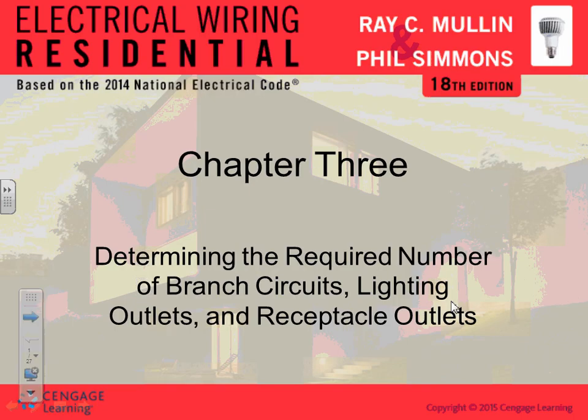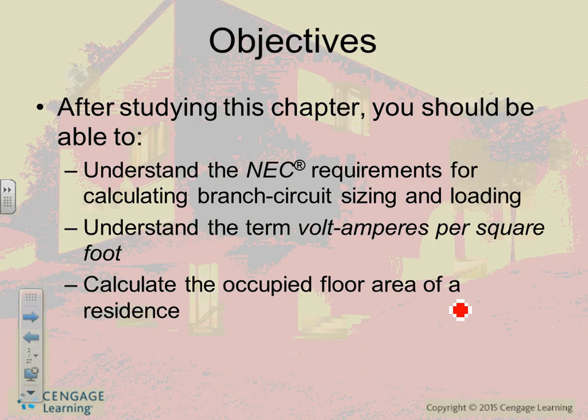So the goal of this, guys, in this chapter, is to determine the required number of branch circuits. Now we know what a branch circuit is, right? In a house, how many branch circuits do you need? That's what you're going to learn from this one. And how many lighting outlets do you need in a house? And how many receptacles? This is the goal of this chapter: how many branch circuits you need in a house or a dwelling, how many receptacles, and how many lights. Am I making sense, guys? Branch circuits, receptacles, and lights. Okay? All right. So that's the first thing.